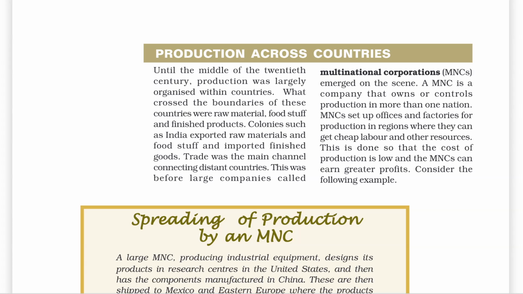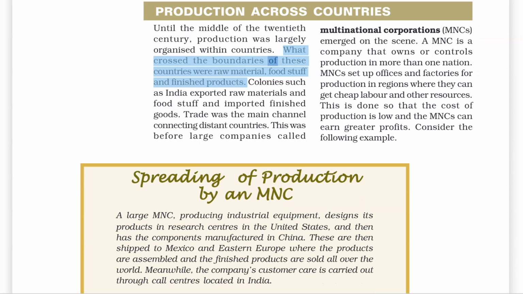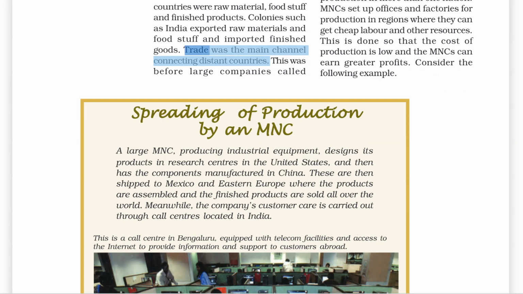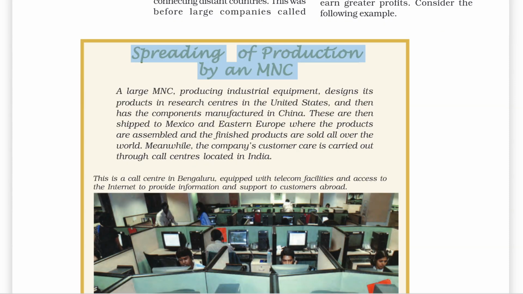Until the middle of the 20th century, production was largely organized within countries. What crossed the boundaries of these countries were raw material, foodstuff, and finished products. Colonies such as India exported raw materials and foodstuff and imported finished goods. Trade was the main channel connecting distant countries. This was before large companies called MNCs spread their production across countries.